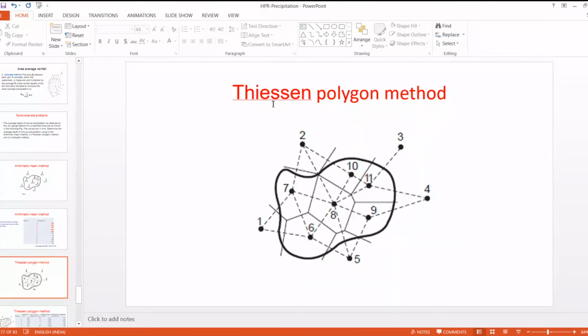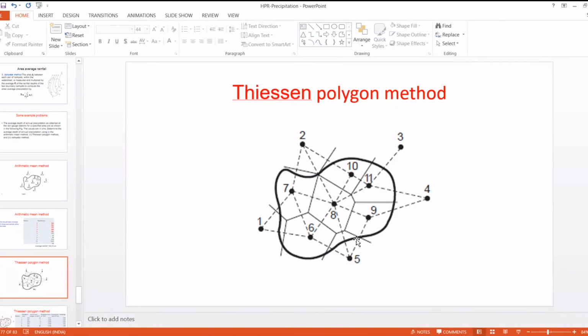So next, the Thiessen polygon method. In the Thiessen polygon method, each rain gauge station is connected to the surrounding rain gauge stations, and the perpendicular bisectors are drawn. Then each rain gauge is covered by the sides of a polygon, but the rain gauge stations adjacent to the boundary line are surrounded by the perpendicular bisectors as well as part of the boundary.